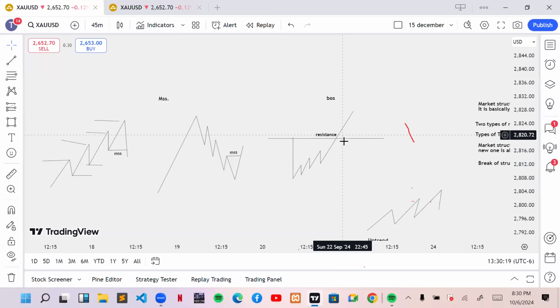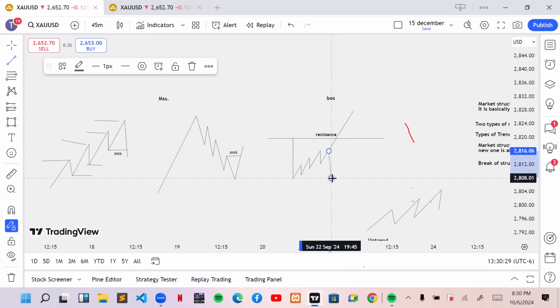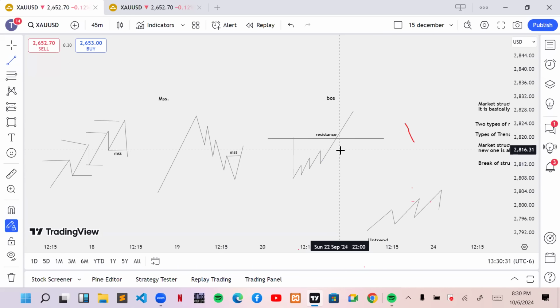This is what a break of structure is. If it was to be a market structure shift, the market would not break to the upside. It would simply break down, changing direction to the downside. But in break of structure, it will still break towards the direction that the market was trending before. That is the difference between market structure shift and break of structure. In market structure shift, it changes direction to the opposite side. In break of structure, it still maintains its current direction, but it breaks a key level in the market.